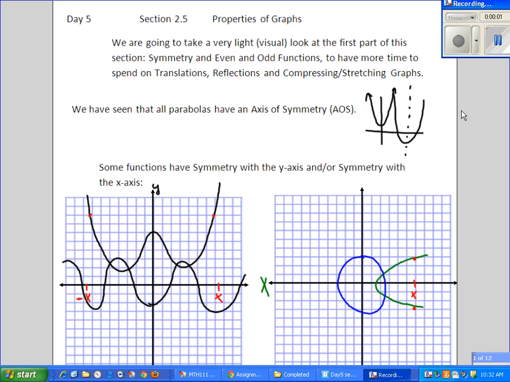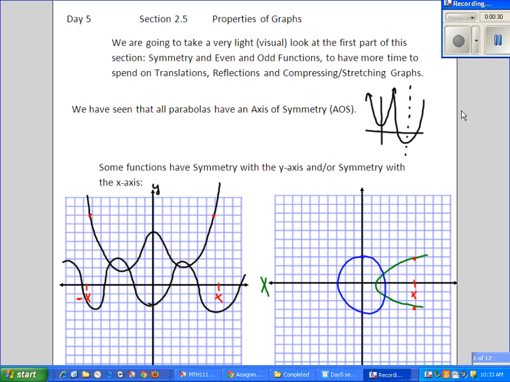This is an overview of what I want you to be sure to understand in section 2.5. I'm going to take a very light, visual look at the first part of this section, the concepts of symmetry and even and odd functions. In the textbook, there are multiple tests for checking algebraically for symmetry and whether a function is even or odd. I'm going to be perfectly happy if you can tell visually whether a function has symmetry and is an even or odd function.